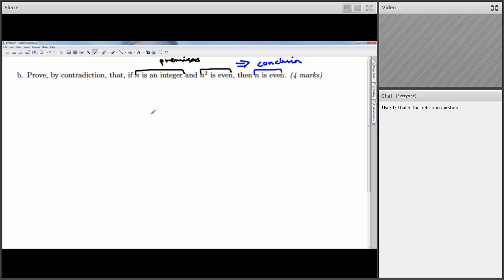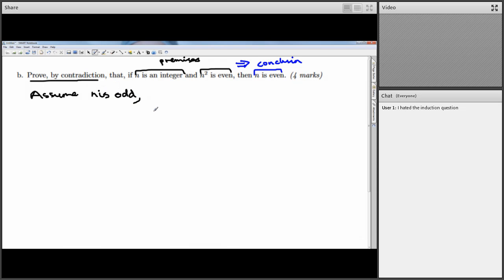Now, you can prove things by going directly from premise to conclusion, which is what we've done lots of times. But sometimes it's convenient to do proofs going backwards, and one of them is proof by contradiction, which this question strongly encourages you to do. For proof by contradiction, you start by assuming the conclusion is false. You really need to know what the premises and conclusion are. The conclusion is n is even, so if the conclusion is false, then n is the opposite, n is odd.